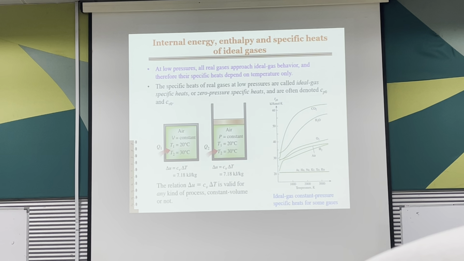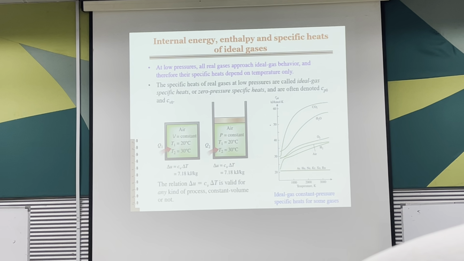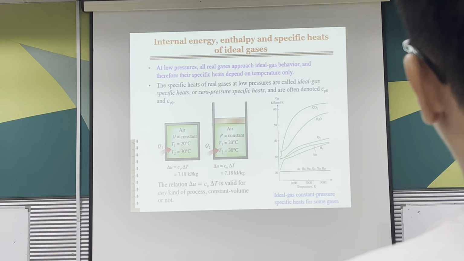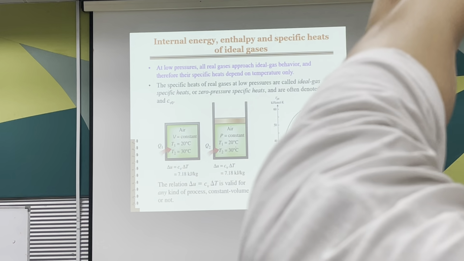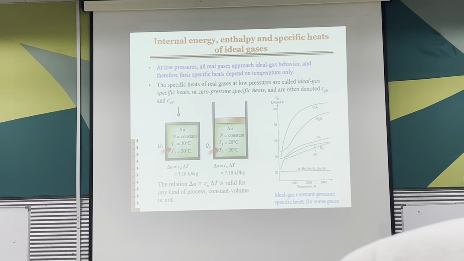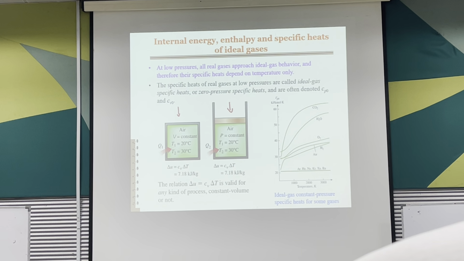Okay, so here you can see, in both cases, this is what I said just now. The relation delta u equals Cv delta T is valid for any kind of process, not just constant volume. Let's say here you have a rigid tank, so obviously you can use Cv delta T to find the change in u. But if you have, let's say, a constant pressure compression, and you only want the change in internal energy, not the change in enthalpy, you can still use Cv delta T. So this relation is valid for any process, not just constant volume. Cp is also the same thing.